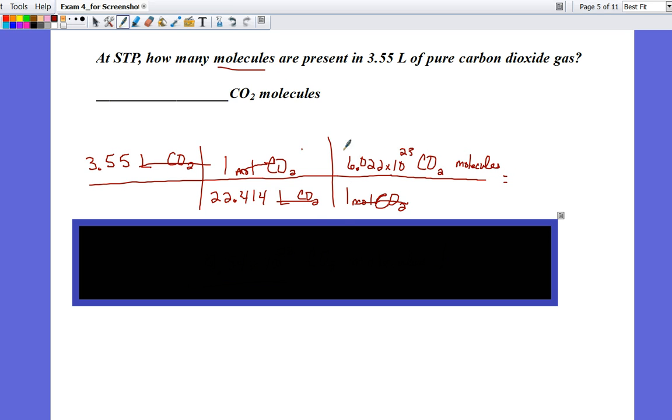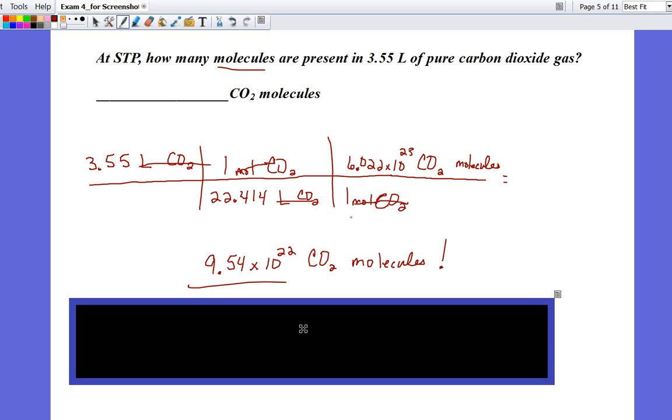So then you just multiply across the top and divide by the bottom, and you get 9.54, 3 sig figs, times 10 to the 22 CO2 molecules. That number should be less than Avogadro's number at STP, and it is, because this is not 22.4 liters. So it's less than what a mole would occupy, so you should expect to have less than a mole of CO2 molecules.